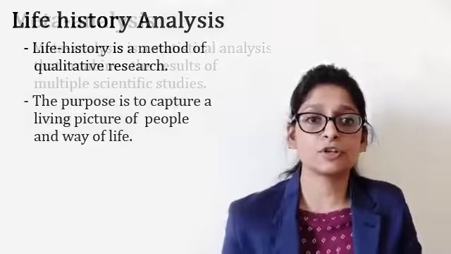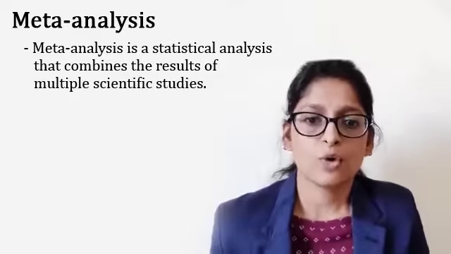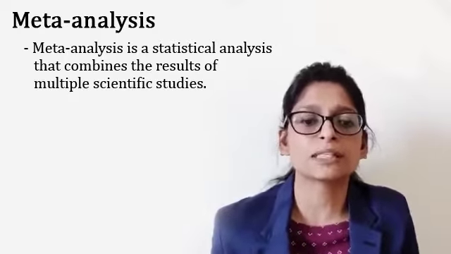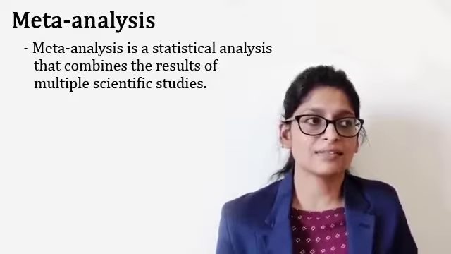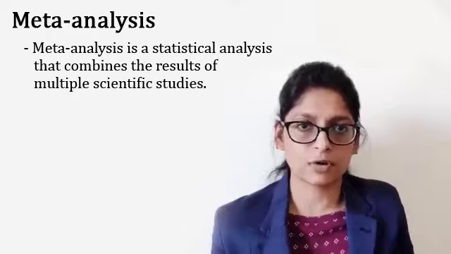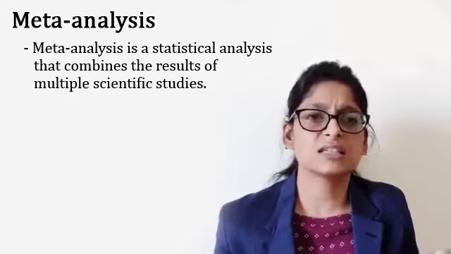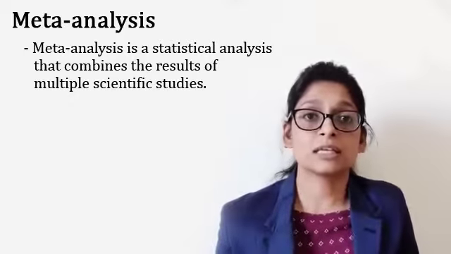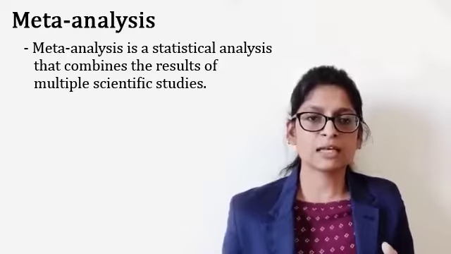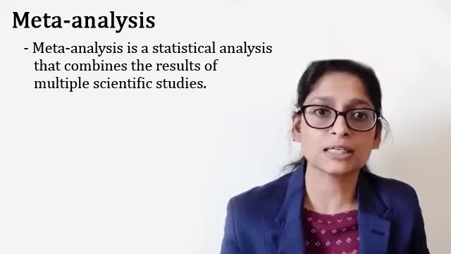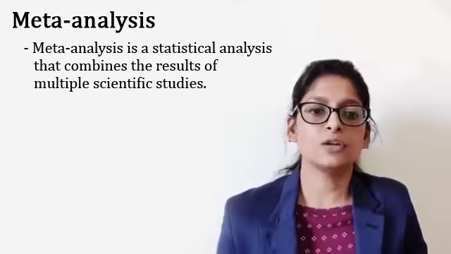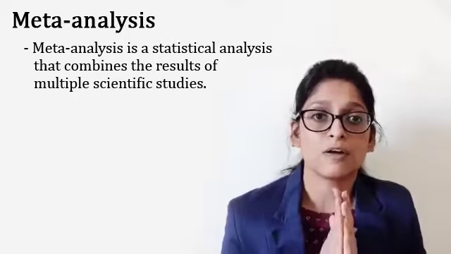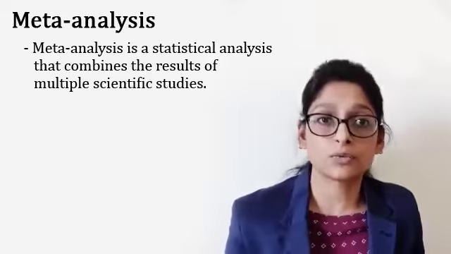And finally, we have the process of meta-analysis, which is a statistical analysis that combines the result of multiple scientific studies. Now, when there are a number of studies done on a given topic, and every study is maybe giving slightly different results, or every study is having some limitation, then in meta-analysis what we do is we take all the studies together, and then we do a complete detailed analysis of all those studies so that we can come to a final conclusion with more accuracy.